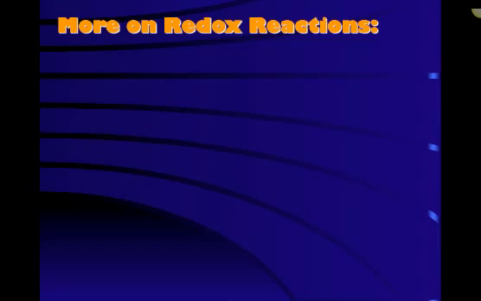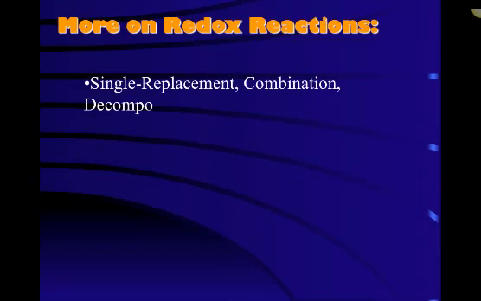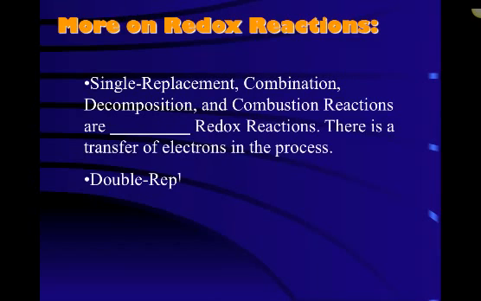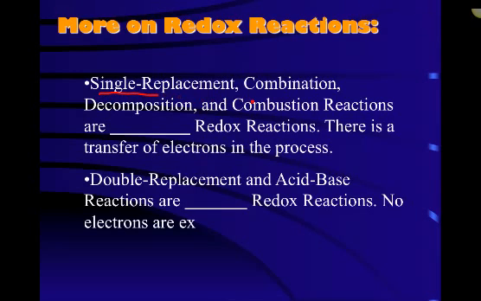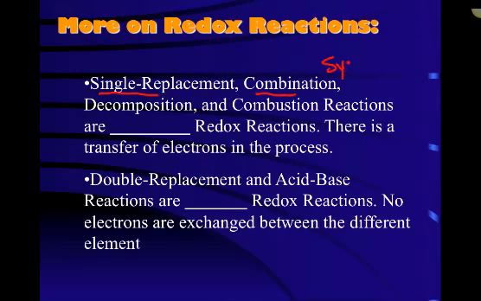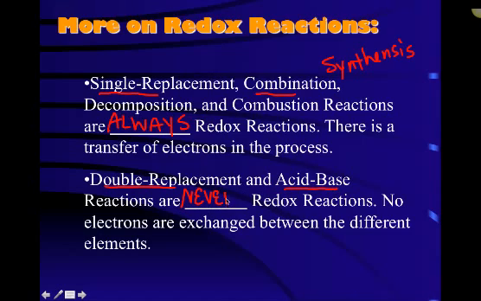Now let's do some practice. Oh wait, not practice yet. I had to tell you about something else important. You see, any single replacement reaction, combination or synthesis, decomposition, and combustion, these are always redox reactions because they deal with transferring electrons. That's how those reactions take place. Double replacement reactions, including acid-base, they are never redox reactions because all they're doing is exchanging ions between different elements. They don't actually move electrons around. They just trade partners.